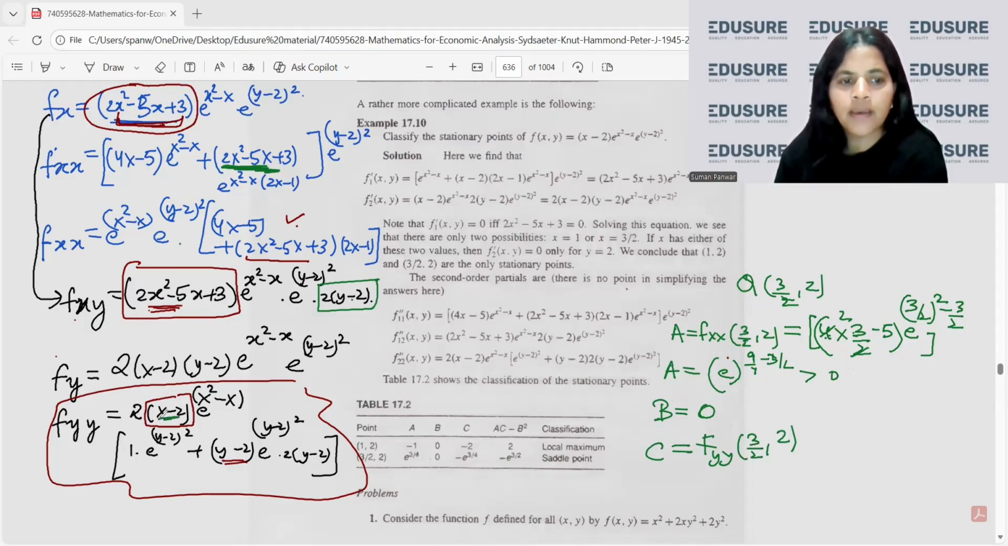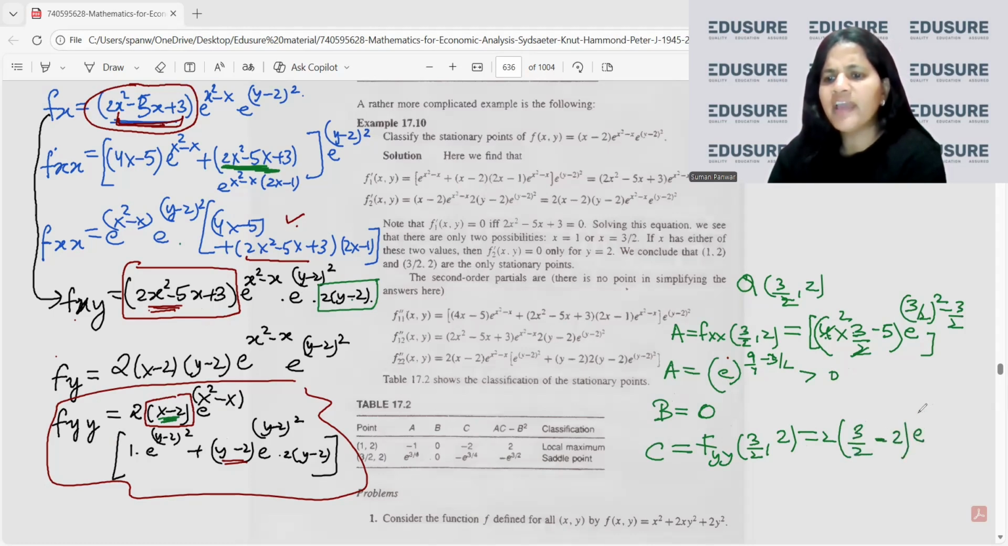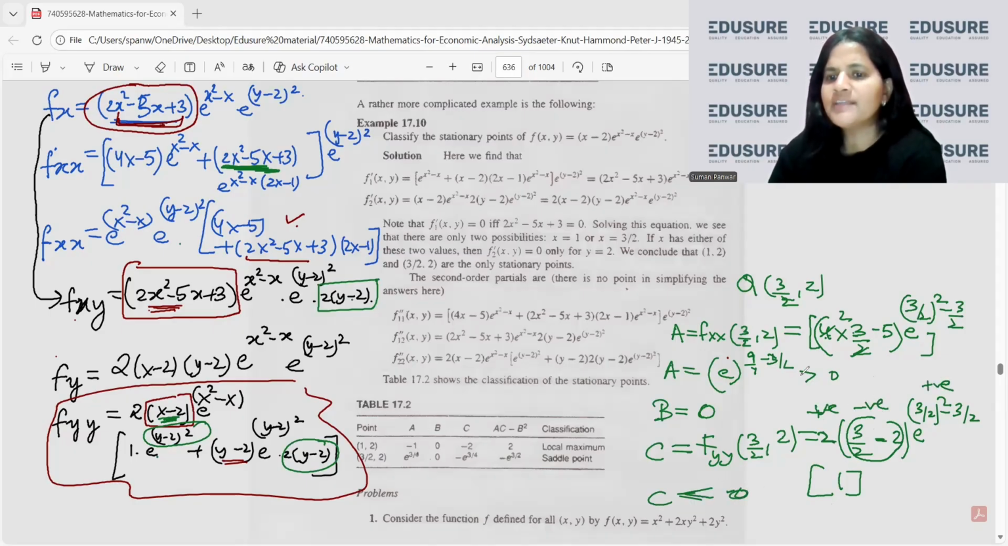c is fyy at 3 by 2 comma 2. So इसमें आपका ये है 2, 3 by 2 minus 2 and e की पावर एनीथिंग, सो 3 by 2 का होल स्क्वायर minus 3 by 2 ऐसे आएगा. और अंदर क्योंकि ये y equals to 2 है, ये तो 0 हो जाएगा और ये भी 0 हो जाएगा. e पर 0 is 1, so अंदर is 1. So if you see, c is coming out to be, now 3 by 2 minus 2 is negative, so positive, negative, positive. So c is coming out to be negative. So you can see that a is positive, c is negative. So your d is ac minus b square, which is negative because b is 0. A is positive, c is negative, so d is negative. So since your d is coming out to be negative, we have a saddle point at q.